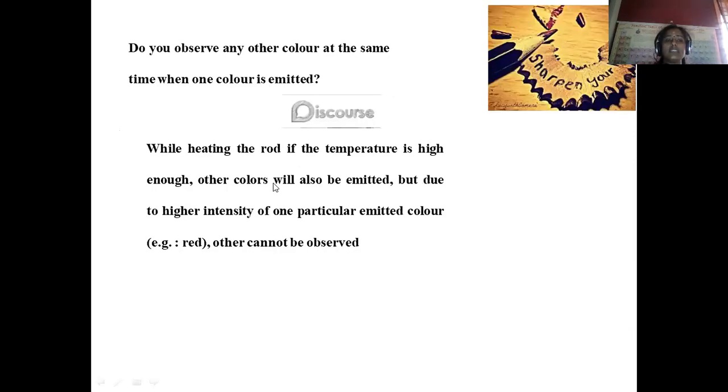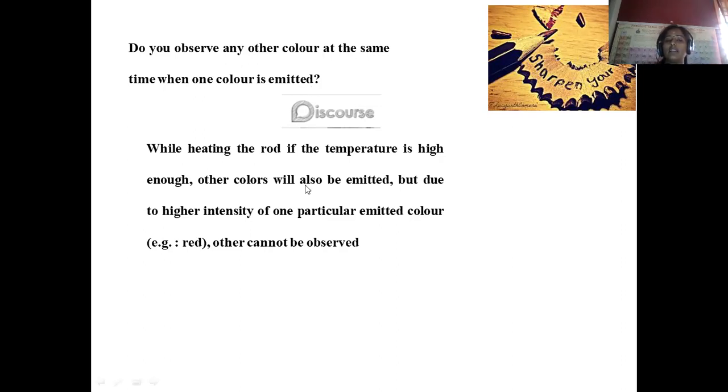Do you observe any other color at the same time when one color is emitted? For example, I'm taking sodium. When sodium is heated, what happens? It turns a golden yellow. While it is emitting that golden color, is there any other color emitted by that kind of substance? Yes, absolutely. But why are all those colors not visible?